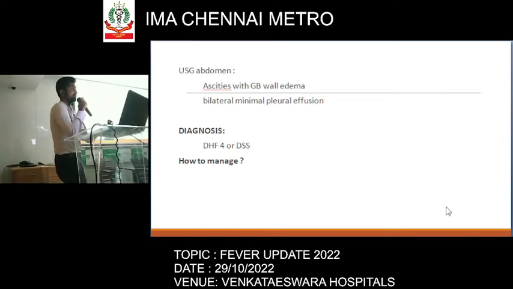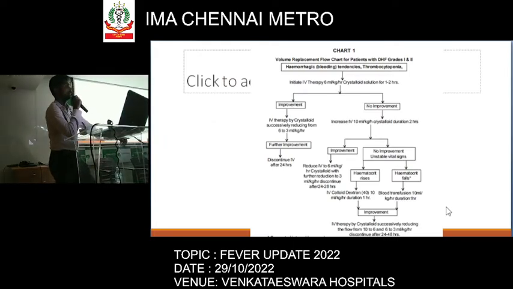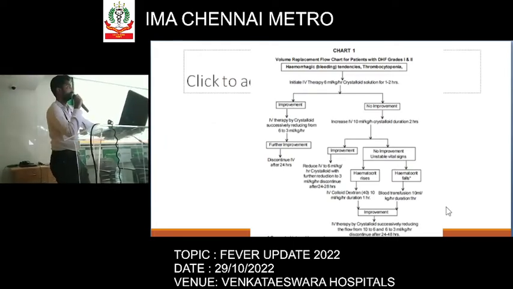So how to manage? Before going to managing this patient, I will just describe the management of routine patients. The patient can be divided into hemorrhagic fever grade 1, 2, 3 and 4. Suppose it is grade 1 or 2, the patient is going to be quite stable. There won't be any shock or any obvious bleeding manifestation in these patients.